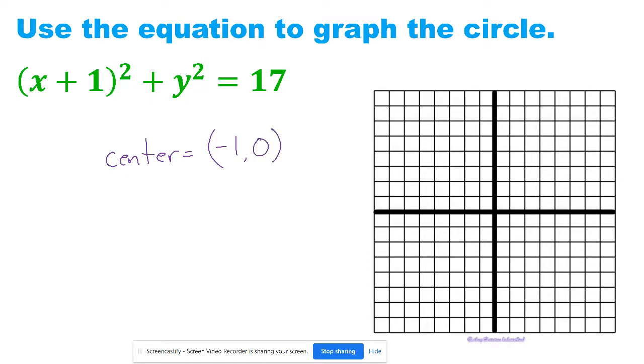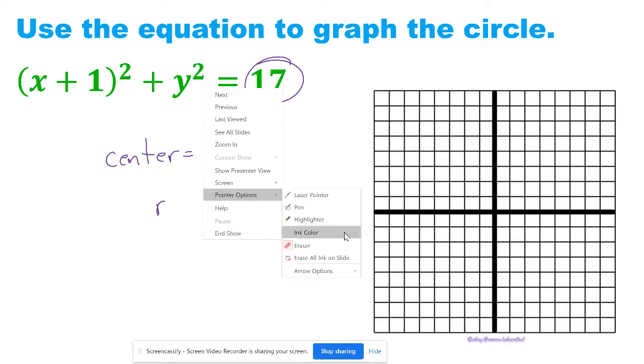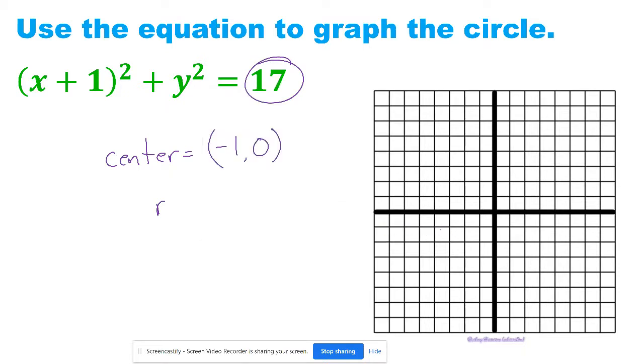My radius, I have to take the square root of this number, and this is not a perfect square. But since I'm graphing this, I really just need an approximation. So I know that 17 is very close to 16. And the square root of 16 is exactly 4. This is just going to be a tad bigger than that. And so I'm actually going to approximate this. So instead of using an equal sign, I will use the squiggle equals. That means approximately. And it's going to be approximately 4.1.